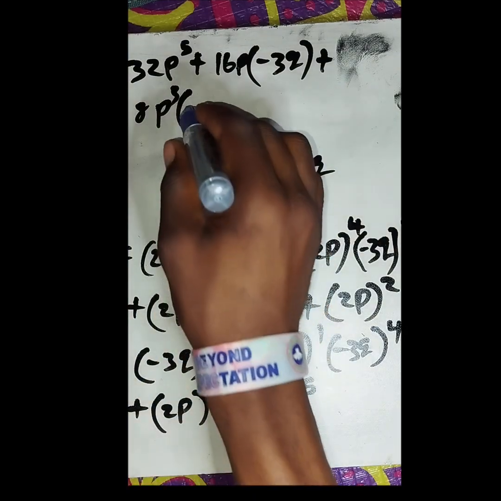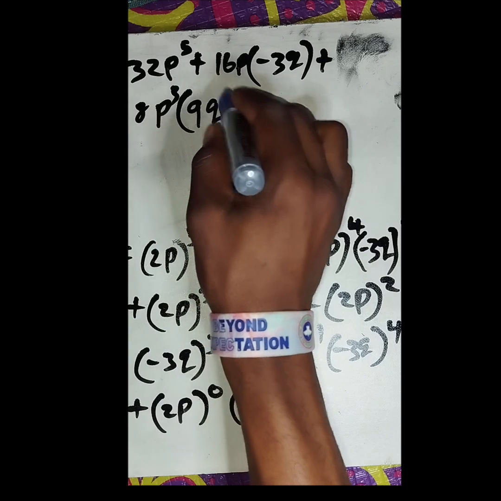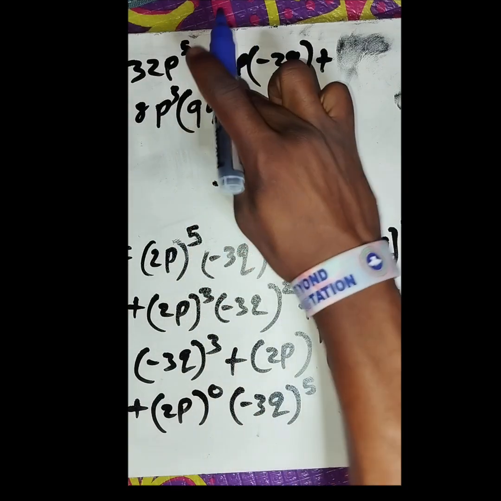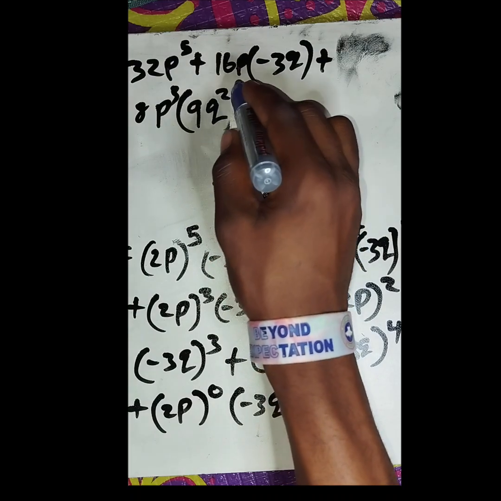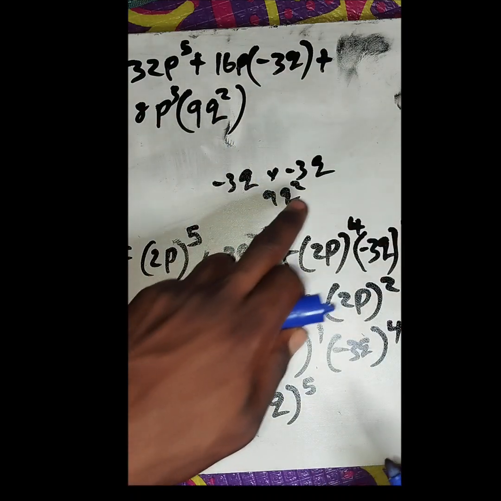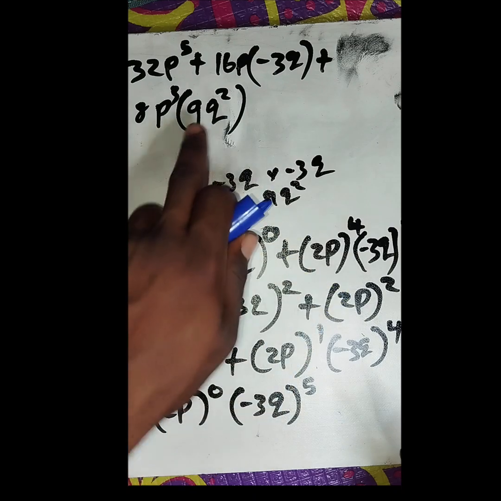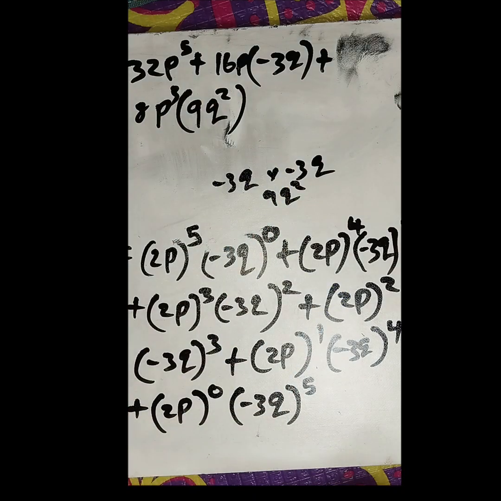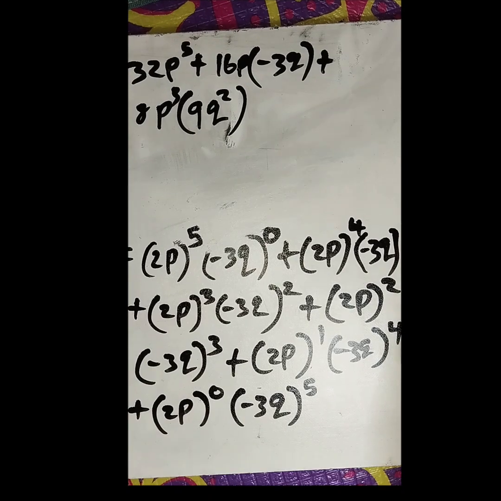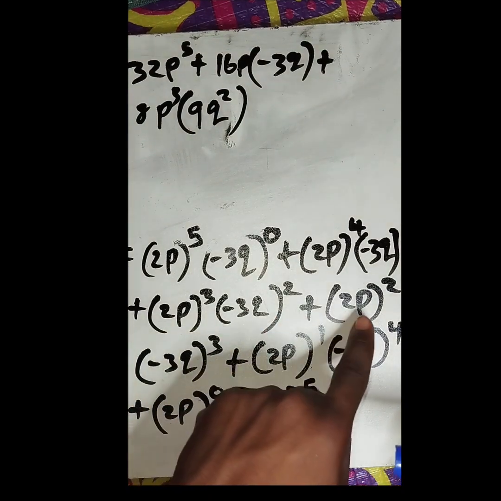So we have 9q, oh sorry, 9q squared in the bracket. 9q squared. The square is only for q. Don't put the square again on 9. That would be wrong. Okay, so let's come to the next.